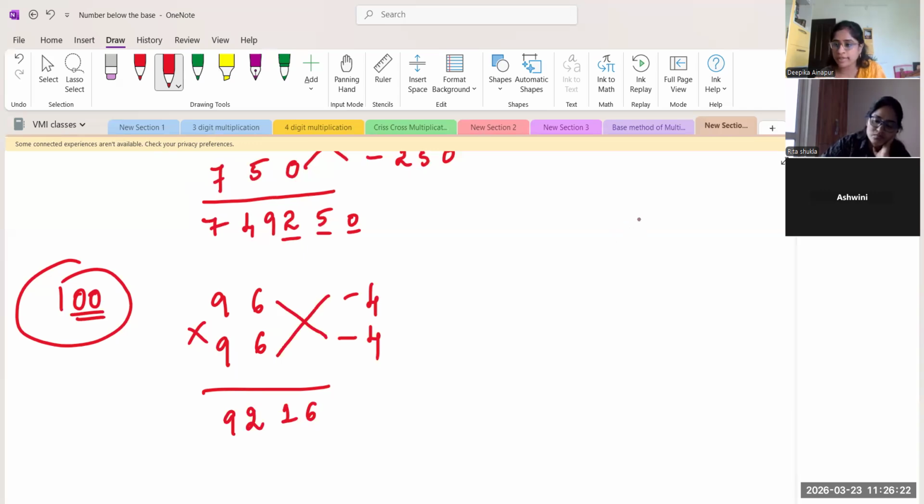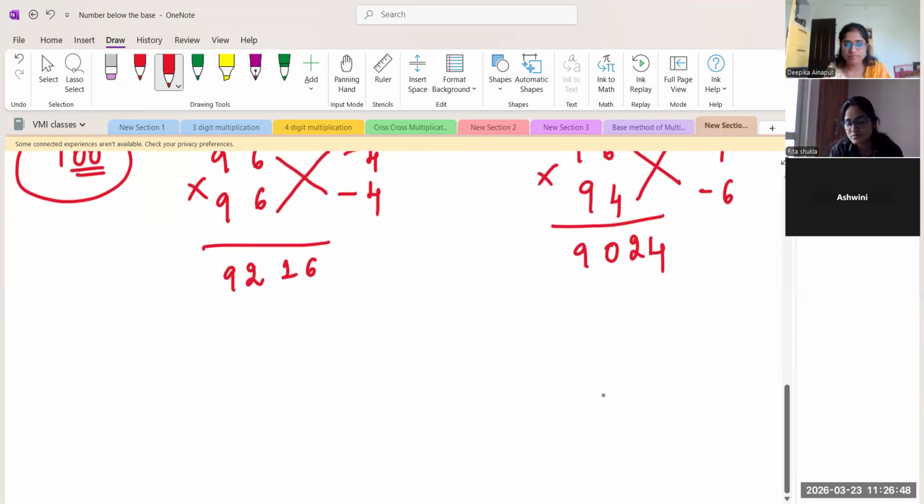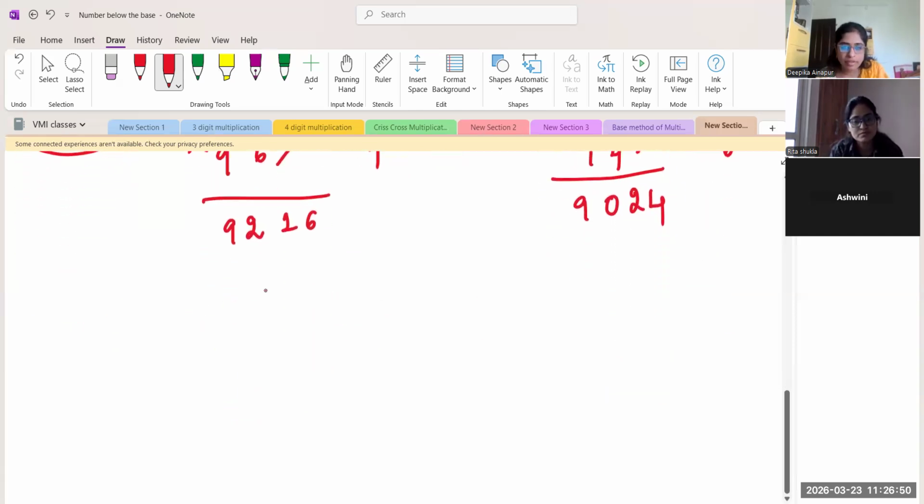Yeah, one more sum which is below the base. That is 96 into 94. Right. 96 minus 100 is minus 4. 94 minus 100 is minus 6. 6 fours are 24. I'll just write here and just find out the cross sum. 96 minus 6 or 94 minus 4 is 90. That is 9024. Yeah.